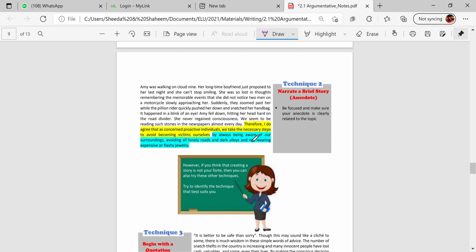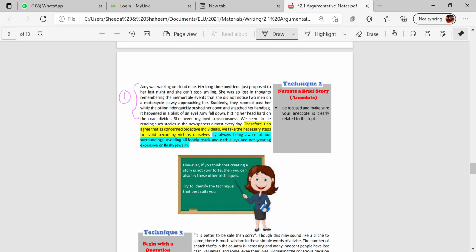So simple. So if you are somebody who is imaginative and creative, and when you look at the topic, you think that you are able to come up with an anecdote or a brief story, then so be it. As you can see here, from here to here is the anecdote, the brief story on how dangerous it is to be a snatch theft victim.